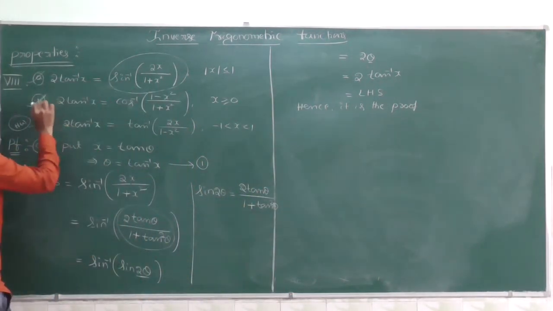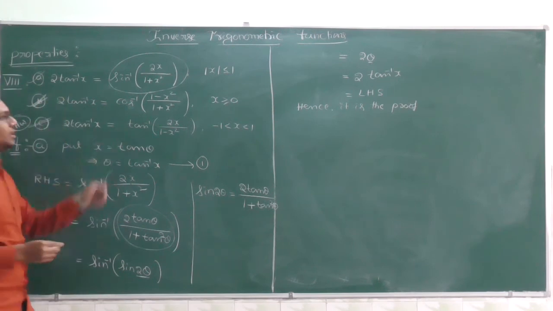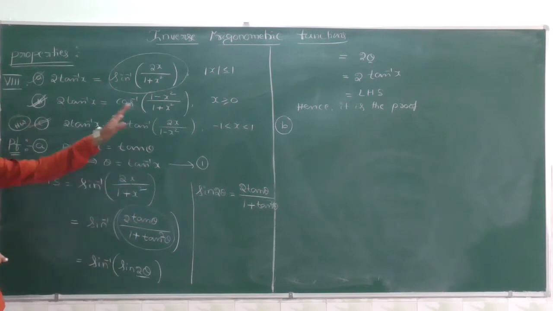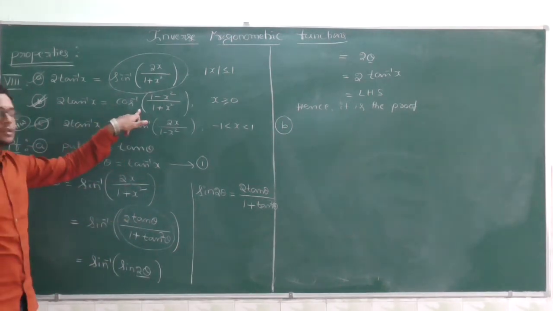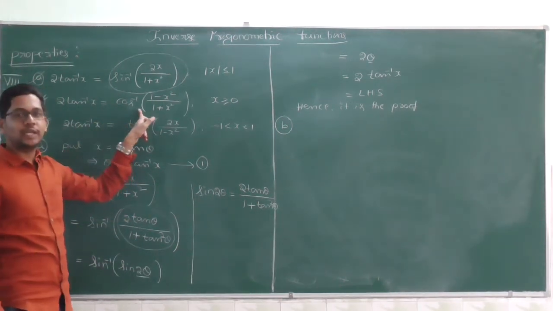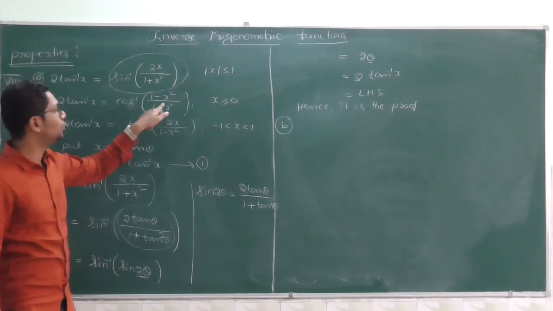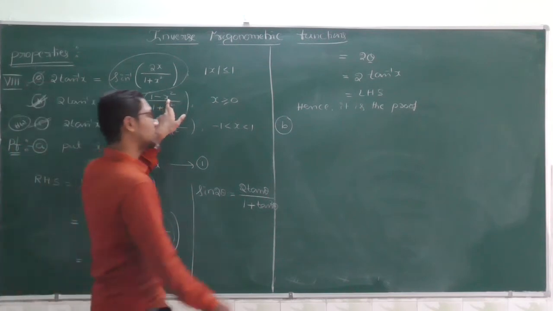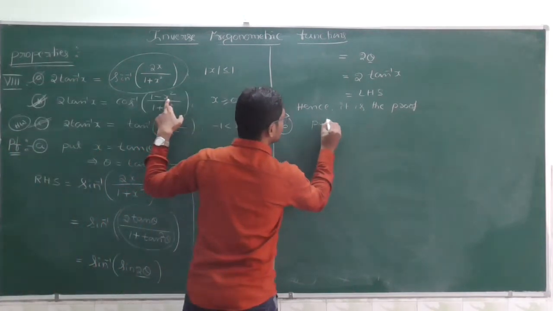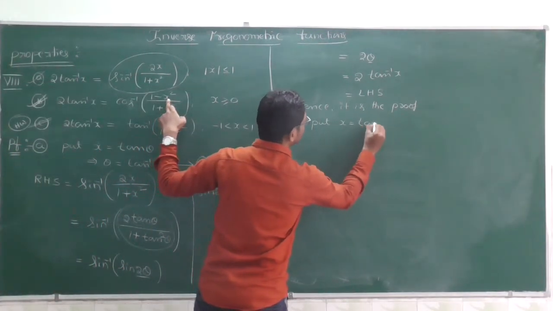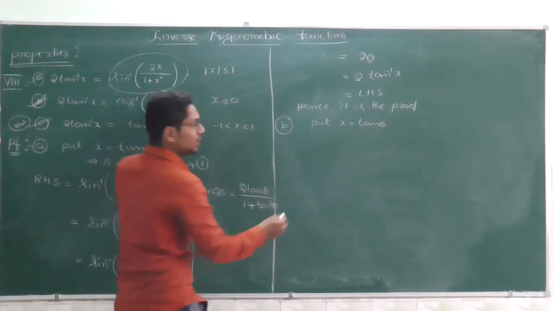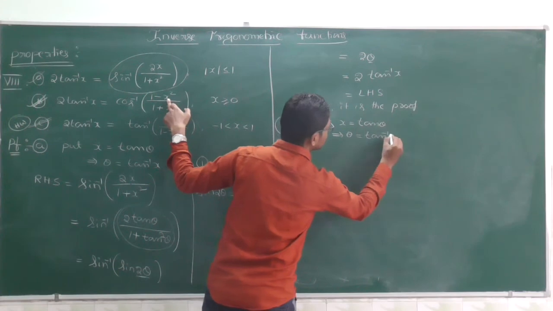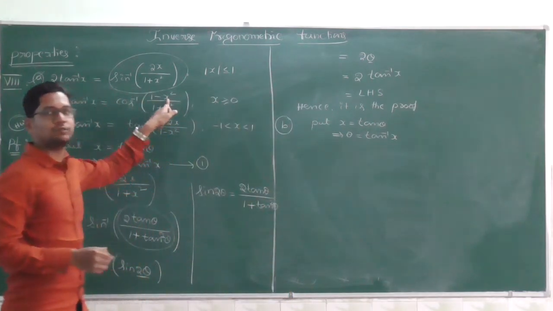Next, let us take the second one. Proof of the second property. It is also very simple. This also we will prove by the method of substitution. Put x equals tan theta. Very simple. Then theta equals what? Theta equals tan inverse x.